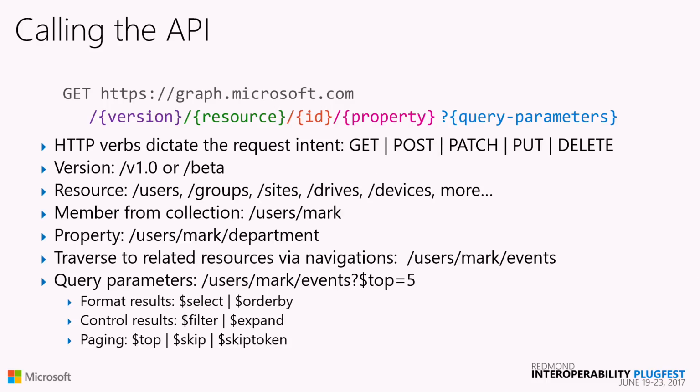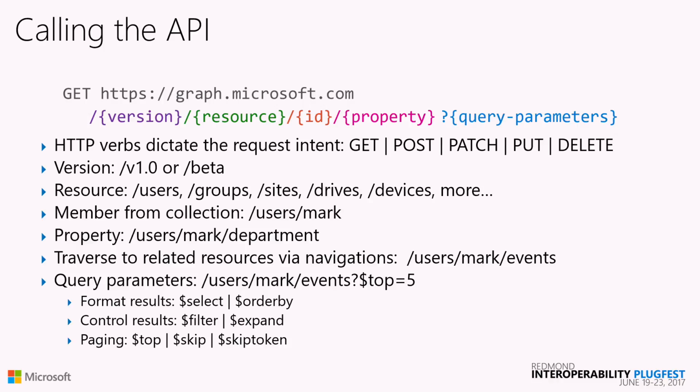It is reasonably well documented on the documentation site for Microsoft Graph. Expand allows me to bring in related resources. So if I want to bring in a user and their email messages or a user and their calendar items, I can choose to do that with expand. And then pagination is also very important. So you can control pagination using top and skip token.